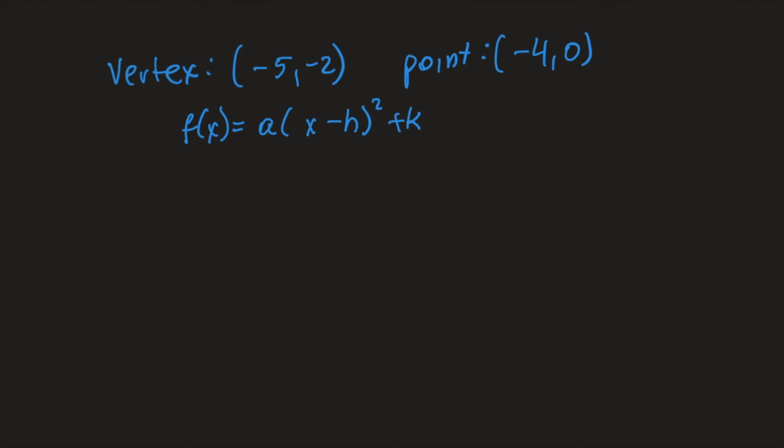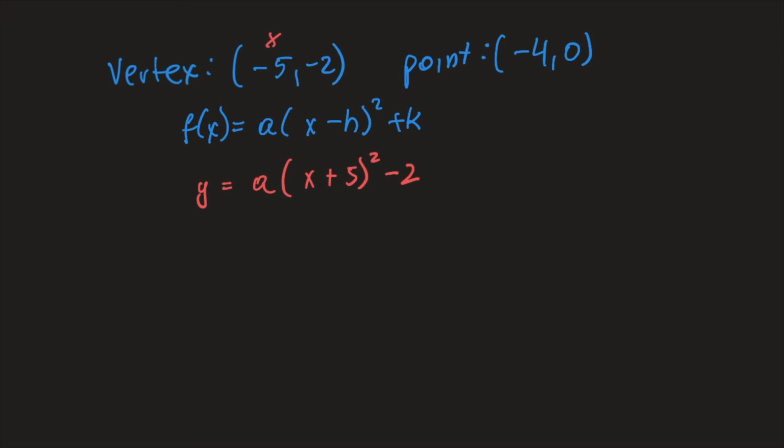Okay, so here we have vertex of negative 5 comma negative 2, which means my h and k will be changed into the vertex. So a, x, negative h means the negative of the x-coordinate of the vertex, which would be plus 5. Again, it goes the opposite of what you would think. And then minus 2 is my k, and that is my function y.